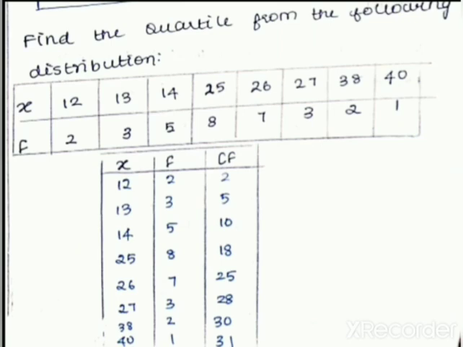In cumulative frequency, our first value will be the same, 2. Then the second cumulative frequency is the second frequency plus the first, so 3 plus 2 is equal to 5. The third cumulative frequency is the third frequency plus the second plus the first, which is 5 plus 3 plus 2 is equal to 10. Similarly, you have to add one by one and you will get the cumulative frequency values. After that, you have to find summation f, which is equal to 31. You have to check that the total frequency is equal to 31.